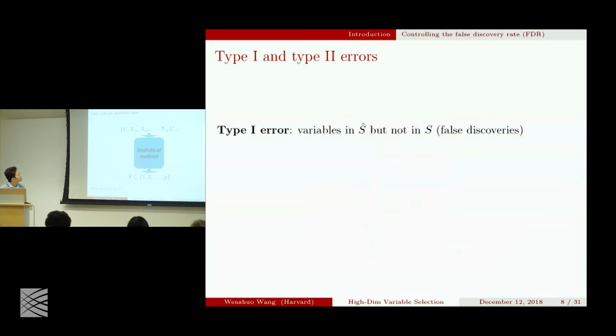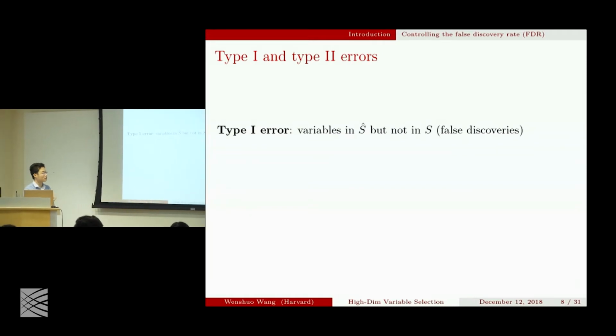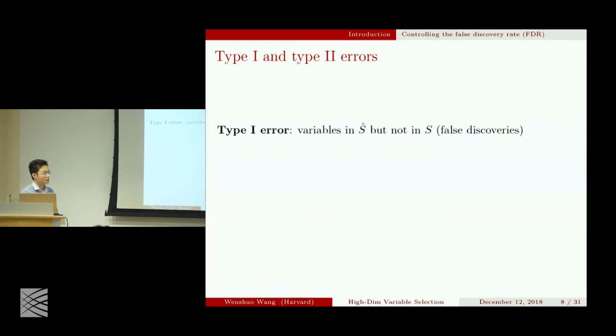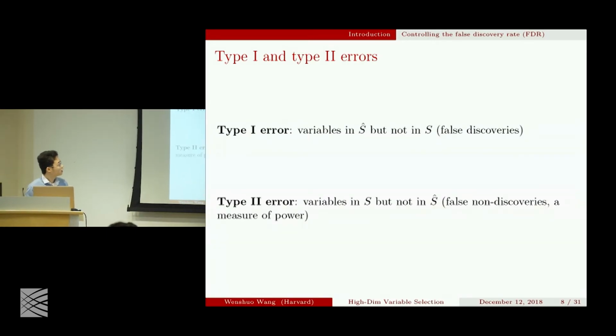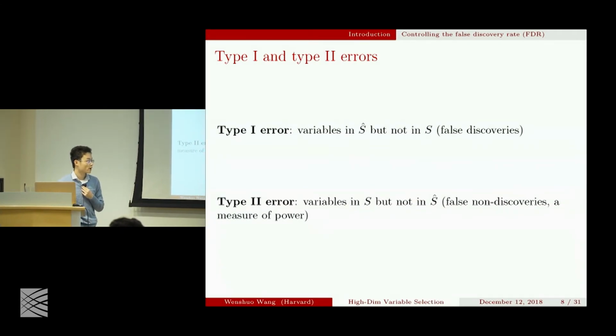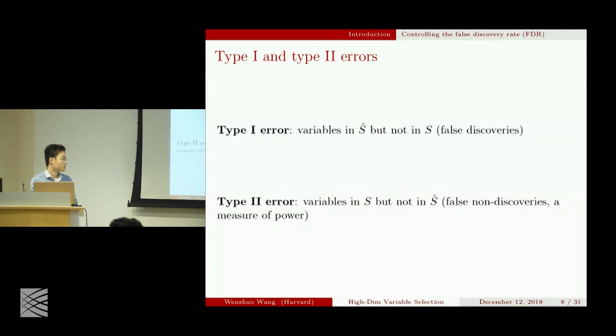Okay, so there are two types of errors, naturally. One is the false discoveries, which means there are some variables that I selected, so they are in S hat, but they're not in S. So if they're not in S, they're not truly influential variables, but I select them anyway. That's a false discovery. And there's a type 2 error, which means there are variables in S that are truly influential, but I have failed to select them. So that's going to be a false non-discovery. And this is also a matter of power, because if you have high power, that means you have a low type 2 error. It means you can select a lot of the real variables.